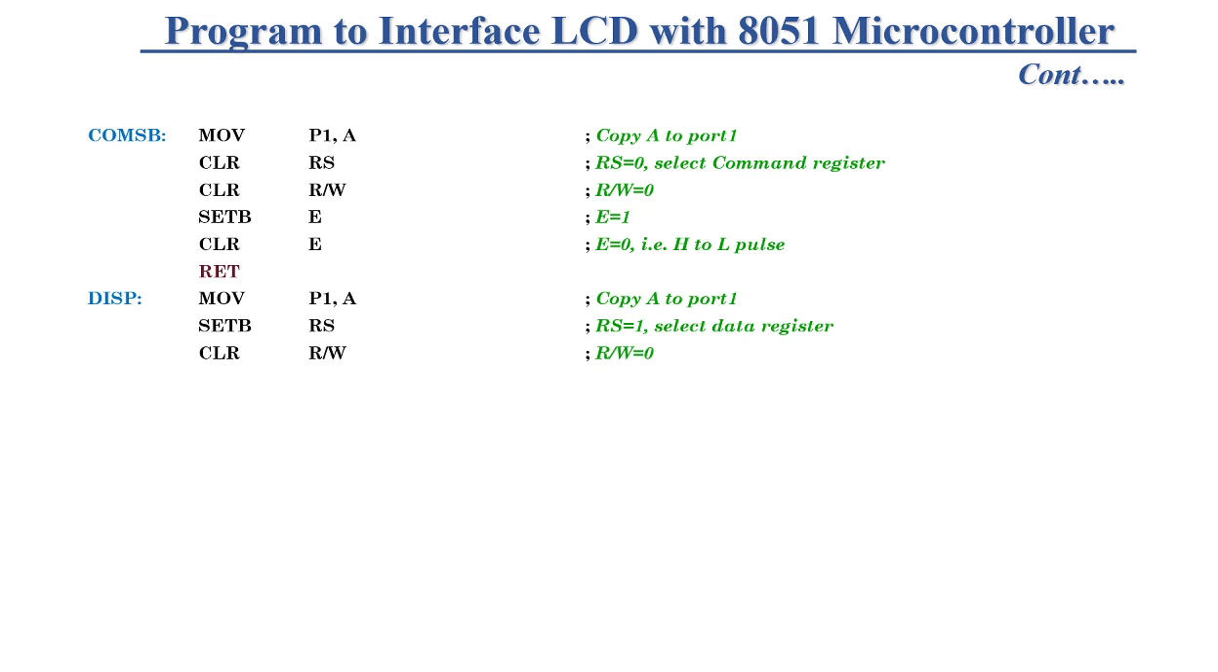Again we have to write that data to the LCD. So we have to again select the write operation. We are choosing this write operation by making this pin equal to 0 using the instruction clear read write pin. Then, to display that data onto the LCD, we have to enable the LCD by sending a high to low pulse to the enable pin, using the instructions SETB E and CLR E.